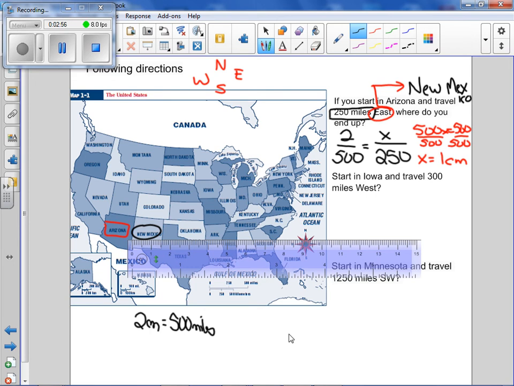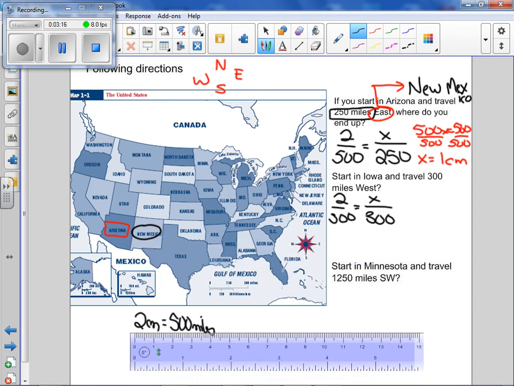So now I'm going to work through the same example, except I'm going to be going 300 miles west. And I'm going to start in Iowa. So I do the same scale, 2 over 500. And 300 is in miles. I want to figure out how many centimeters that would be. So now I do my cross multiplication.